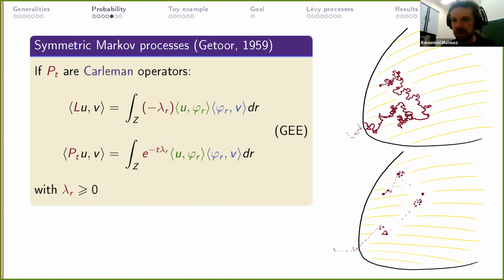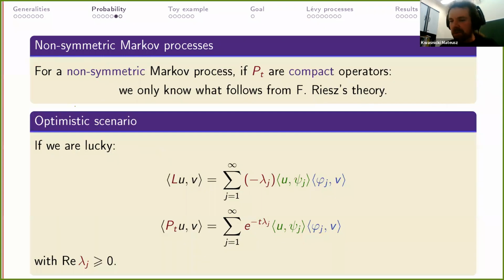And I'm also interested in the non-symmetric case. So for non-symmetric processes, we can hope that we again get compact operators. And in this case, we don't really know much. We know nothing more than Riesz's theory tells us. And again, in the optimistic scenario, we might expect to get the eigenfunction expansion as in the symmetric case with eigenfunctions phi_j and co-eigenfunctions psi_j. But again, nothing is known about convergence of these kind of series in general. And examples can be constructed in which these series are not convergent, for example.